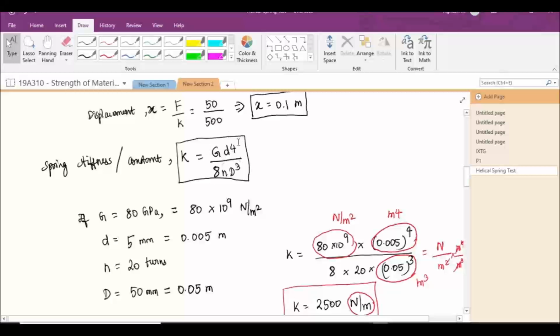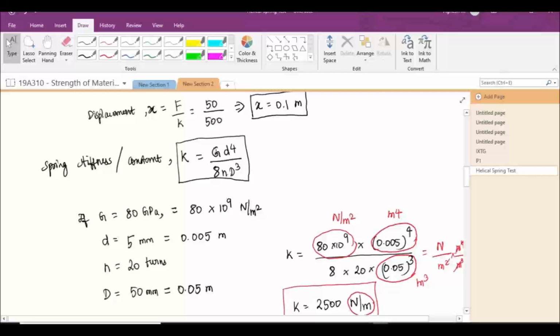All these parameters represent the material property and the dimensional property of the spring. Using this, I can find the stiffness of the spring. So while manufacturing a spring, if I know the material property, the diameter of the wire, the number of turns in the spring, and the diameter of the spring, I can find the stiffness of the spring.